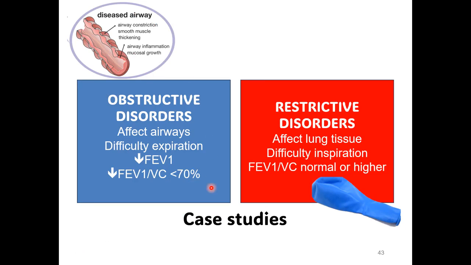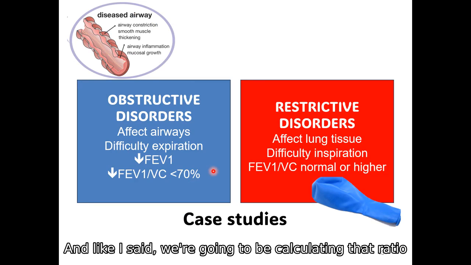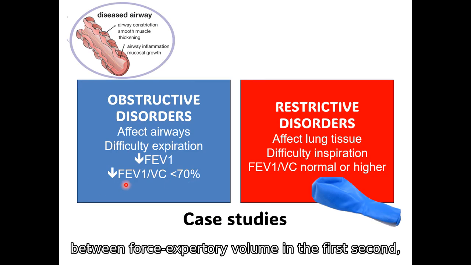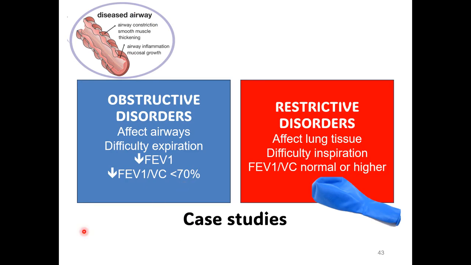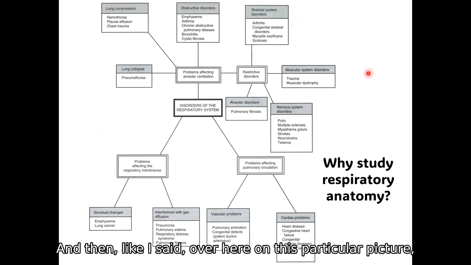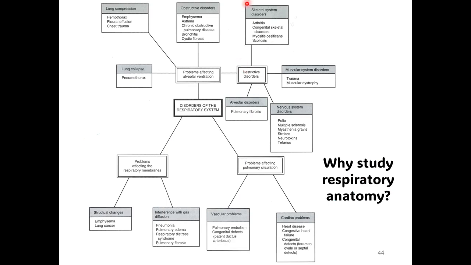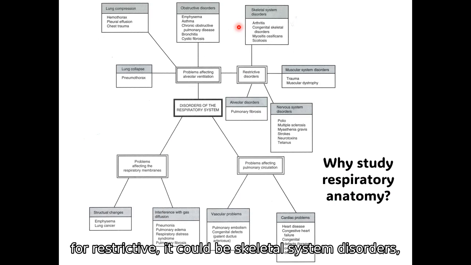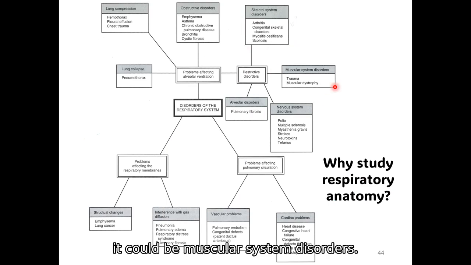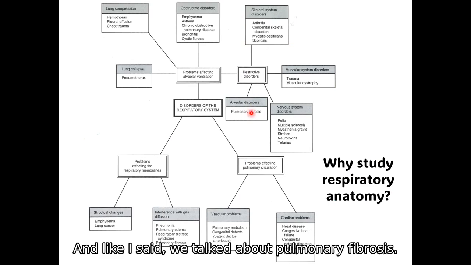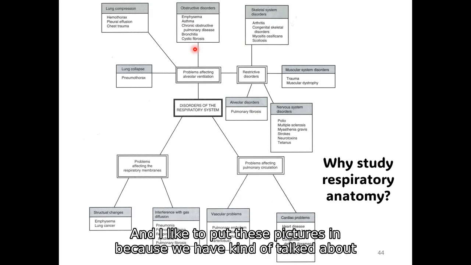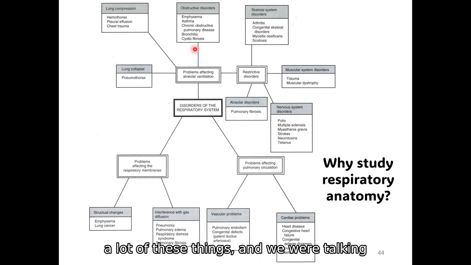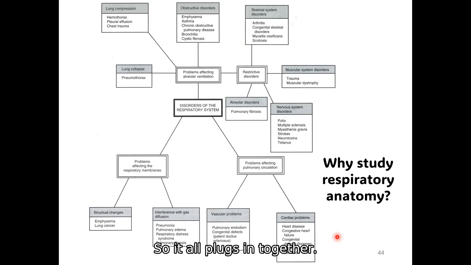So, okay, we have a couple case studies for you. And like I said, we're going to be calculating that ratio between forced expiratory volume in the first second, so FEV1, and that vital capacity. And then, over here on this particular picture, it could be for restrictive, it could be skeletal system disorders, it could be muscular system disorders, and we talked about pulmonary fibrosis, and then we talked about obstructive disorders up here. I like to put these pictures in because we have talked about a lot of these things, and we were talking about cardiac problems before, so it all plugs in together.